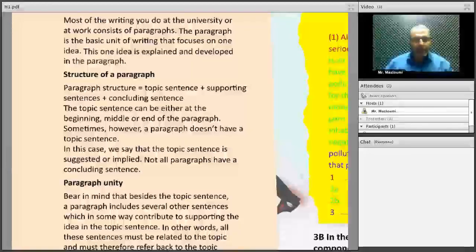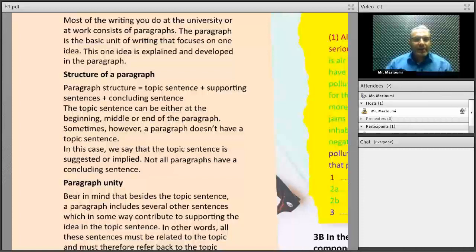All right, the structure of a paragraph. Well, paragraph structure equals a topic sentence plus supporting sentences plus concluding sentence or concluding idea. So a paragraph consists of a topic sentence plus a couple of supporting sentences, and finally there should be a concluding idea, a concluding sentence.